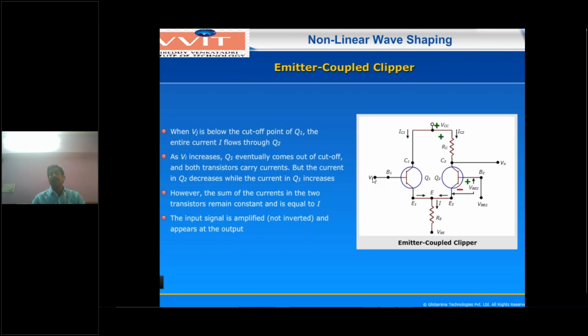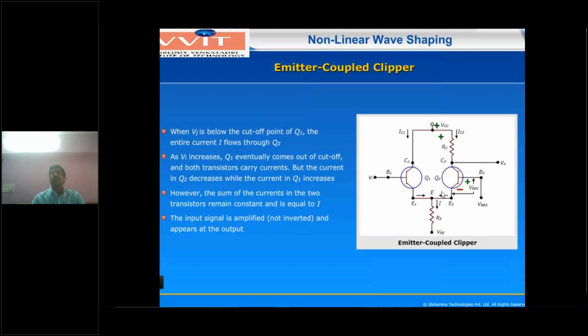Now, whenever the input voltage is greater than V gamma, transistor Q1 goes to the active region. Let us take an example: IE1 equals 3 milliamperes. So automatically IE2 will decrease to 7 milliamperes. So the total current IE1 plus IE2 stays constant, equal to 10 milliamperes, passing through RE.